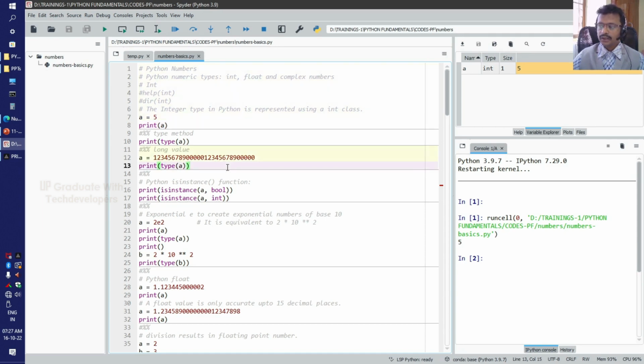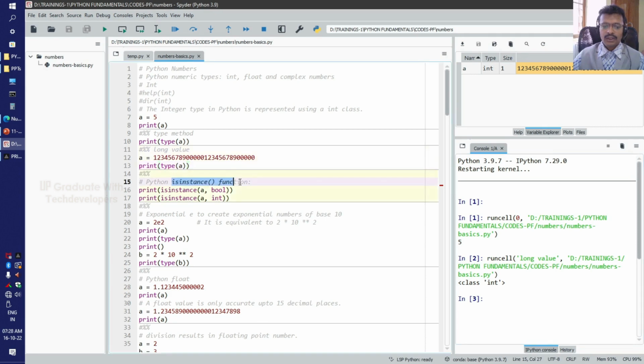Python integer can hold a value of any length, the only limitation being the amount of memory available. For example, here I have entered a long integer value for the variable a. Let us print the type of the variable a. So here you can see it belongs to the class int.